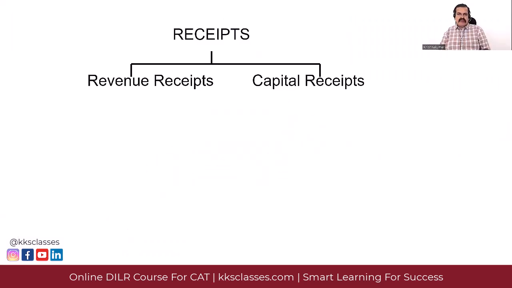Receipts of the government can be split into two parts, revenue receipts and capital receipts. Now what are they? Revenue receipts are those which are recurring in nature. Capital receipts are those which are non-recurring in nature. What will be an example of the revenue receipts which immediately come to mind? Recurring in nature? Taxes, isn't it? Capital receipts, non-recurring in nature. Example would be the proceeds from disinvestment, that is selling of shares of public sector undertakings.